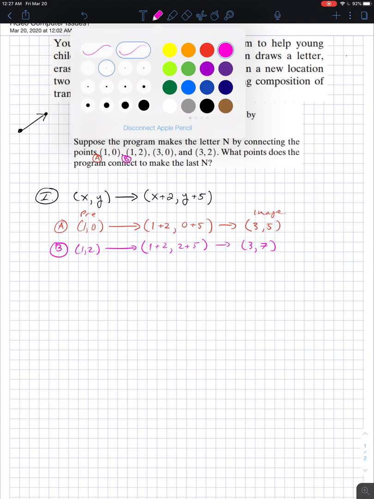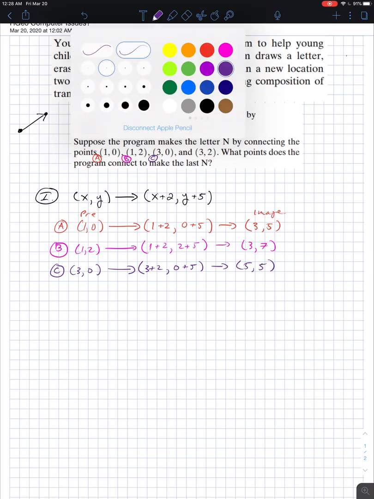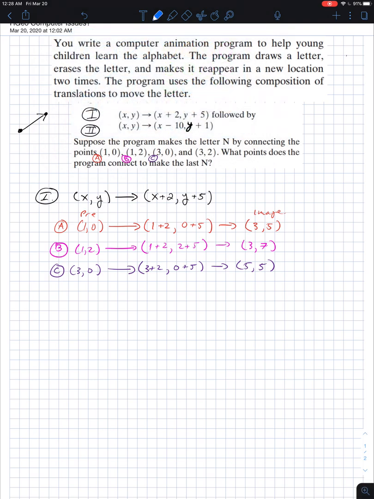And let's use a different color. Let's use this color here, and we'll do C, and here's C. We take the coordinate 3, 0. We translate that in space to what? Well, now we take 3 plus 2, comma 0 plus 5, and we get 5, 5. And let's get the last one. Let's do that in blue. So we'll have D here, and that's here. So the first set of translations looks like we've completed pretty well.